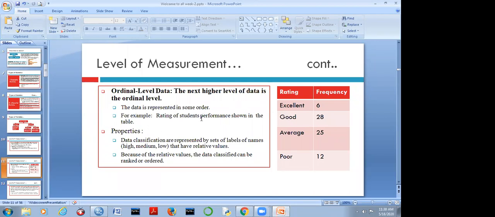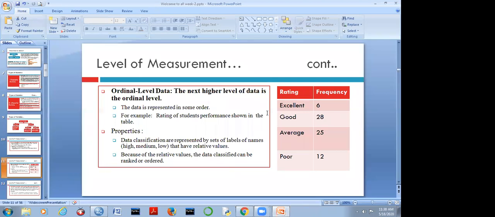For example, rating of students' performance shown in a table. Like this rating. For example, rating and frequency. In my class, if you take the total of frequency, that many students are there. Out of those students, 6 students are excellent. I am saying excellent. On what basis have I given excellent?